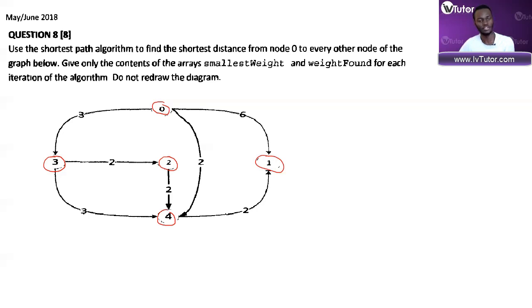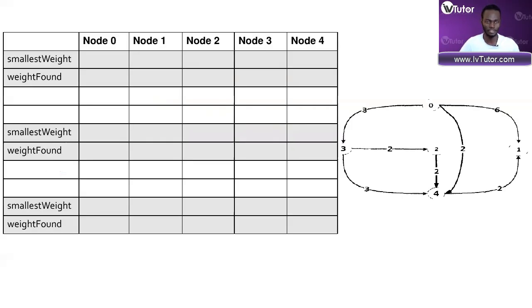And to do that, the shortest path algorithm uses 2 arrays. One is called smallest weight, another one is called weight found. These 2 arrays are constantly being used to keep track of the shortest distance from 0 to every particular node. So when you do the shortest path algorithm, you draw a table that looks like this.